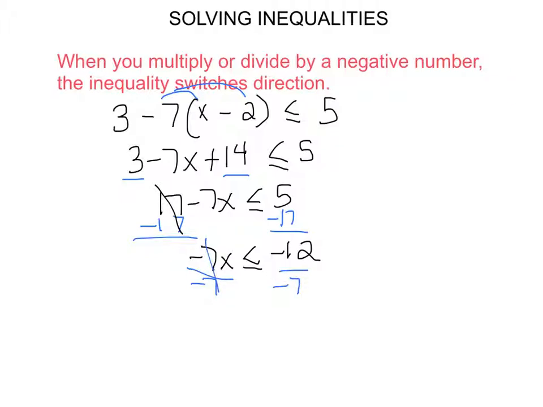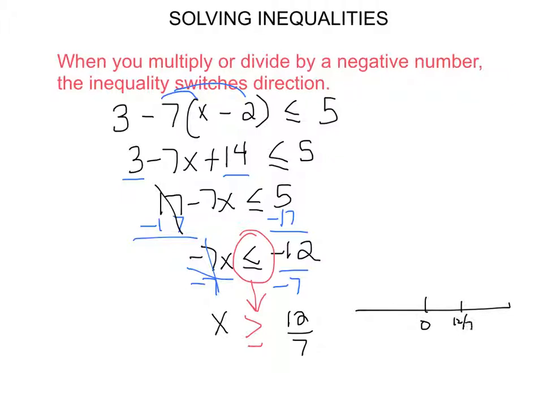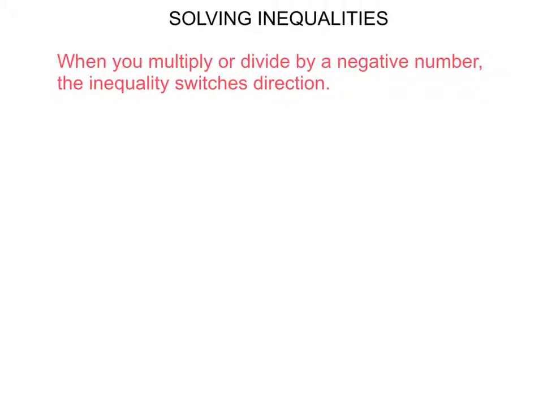And since we're dividing by a negative number, on the left-hand side we're left with x. On the right-hand side we're left with positive 12/7. But again, the important part is that this inequality switches direction and it becomes greater than or equal to. And when we graph this on the number line, here's my 0, here is my 12/7. I don't really care where it is, I just care that it's a positive number. It is greater than or equal to, so we have a filled in circle, and my arrow is going to the right.